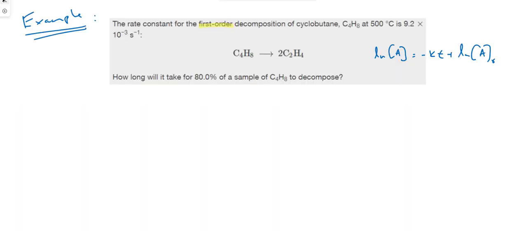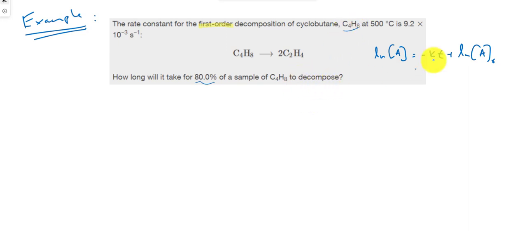Okay, let's take a quick look at an example of how to actually use this equation to answer a real question. So this one comes out of your textbook. It says that the rate constant for first order decomposition of this molecule, cyclobutane, at this temperature is this. So that's the rate at which it's decomposing. Here's the balanced reaction.